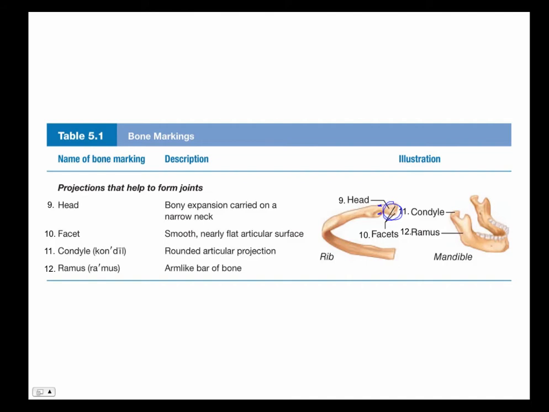So here's our neck. Facets are where bones and bones come together. So here's a facet, a flat surface. Articular is where they actually come together. When things articulate, they touch, come together. Condyle is an articular projection. So here's a condyle coming into contact with another bone. Ramus is an arm-like bar, so this region right over here.